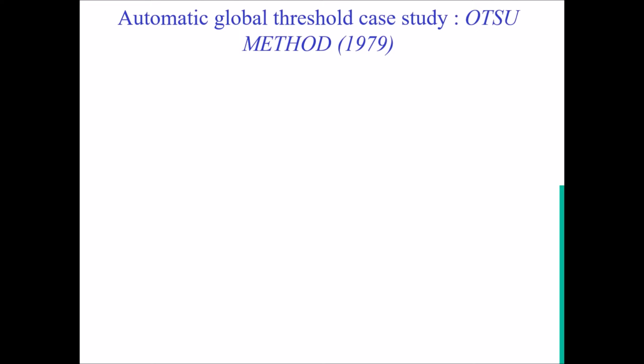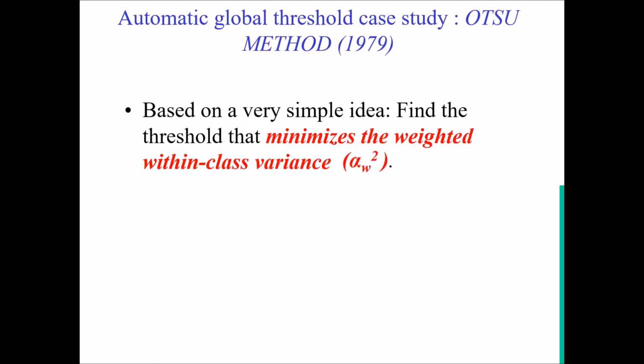the foreground. So how Otsu works is based on a very simple idea. You find the threshold value that is able to minimize the weighted within class variance. Within class variance in this case means that you separate the foreground and the background, and you calculate the within class variance for the foreground and the background. So this is the symbol that is very important that we will use in the calculation later on. Please remember this symbol.